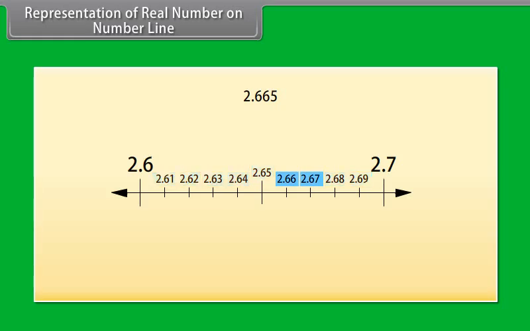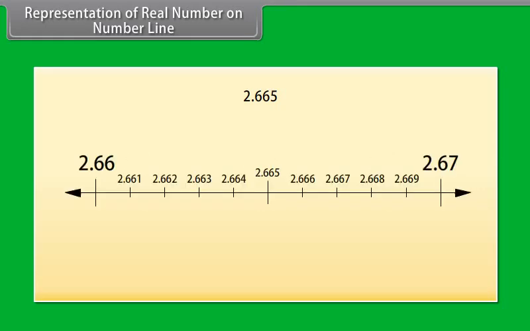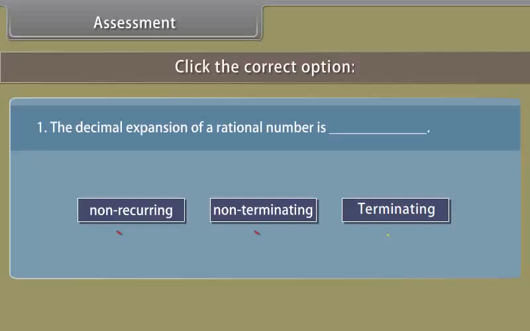Again, 2.665 lies between 2.66 and 2.67. Let us focus on this portion of the line and imagine dividing the portion into 10 equal parts. The first part represents 2.661, the second part represents 2.662, and so on. 2.665 is the fifth mark in these subdivisions. This process of visualization of representation of numbers on the number line is called the process of successive magnification.